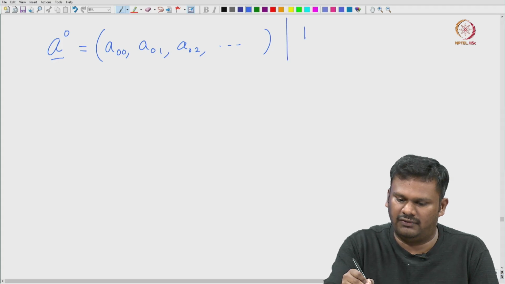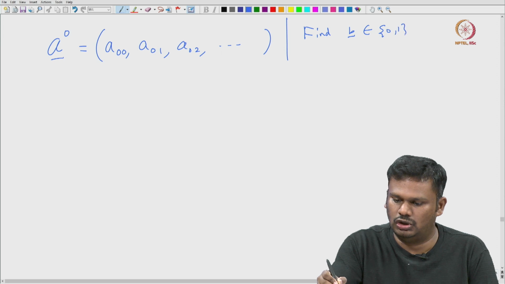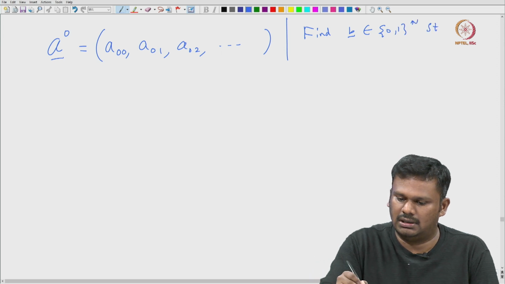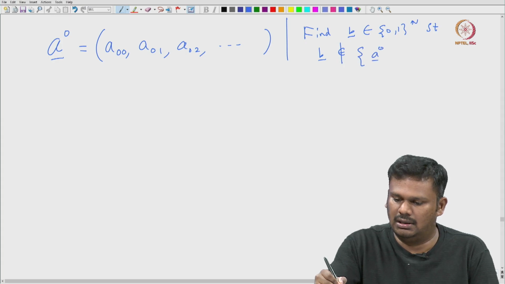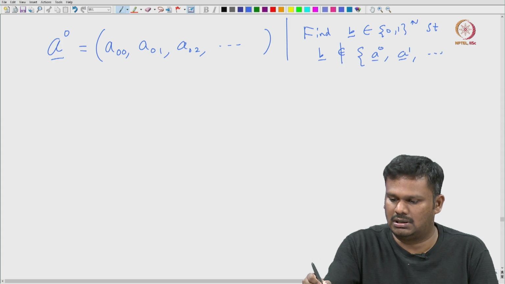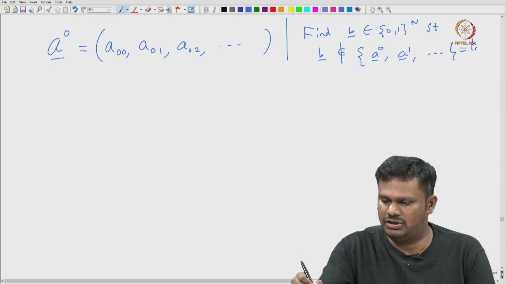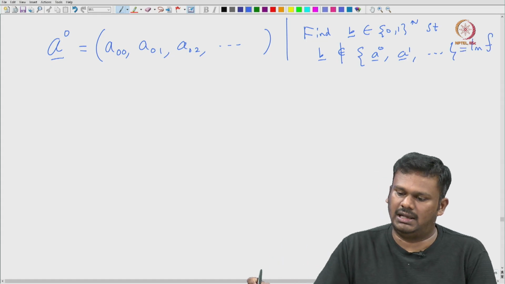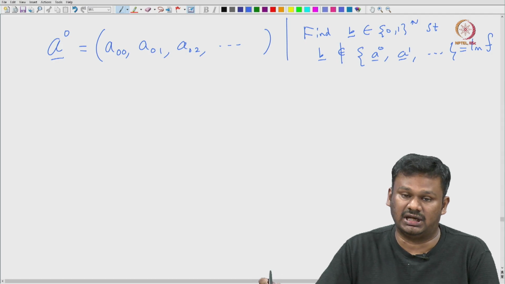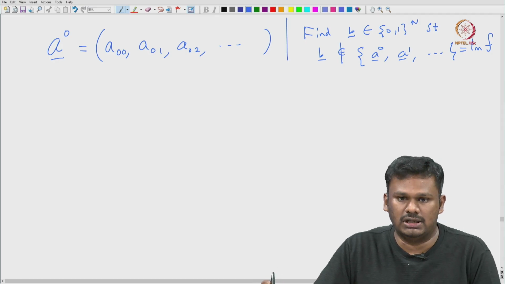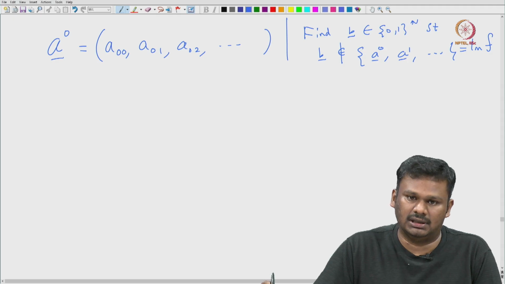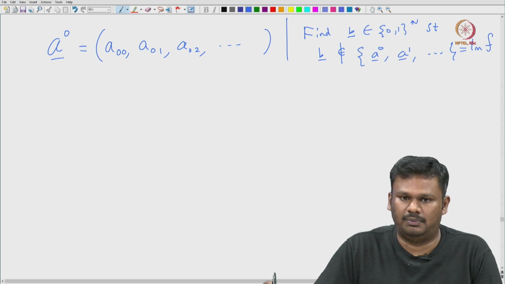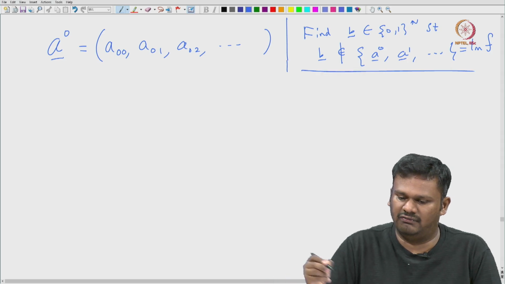So, we are going to find some B bar, an element in {0,1}^n, such that this B bar cannot be an element of A naught bar, A1 bar, etc. That means it is not in the image of F. So, that tells you that you cannot have a surjective function from n to {0,1}^n. That proves that {0,1}^n must be uncountable. So, this is what we want to do.